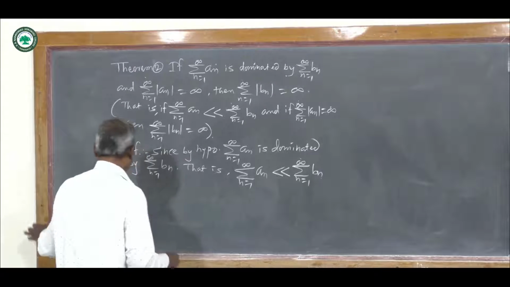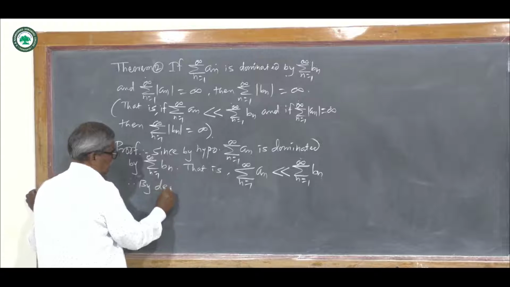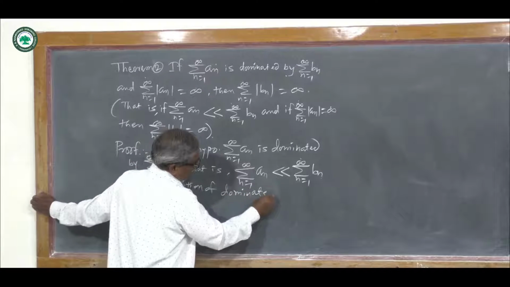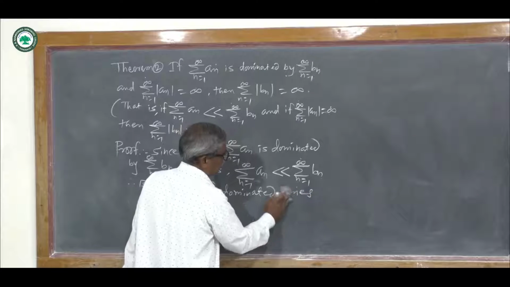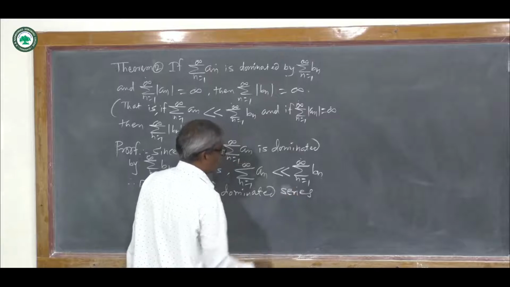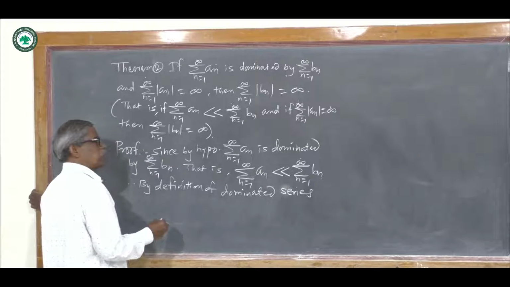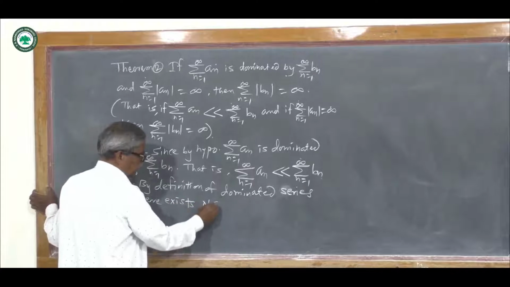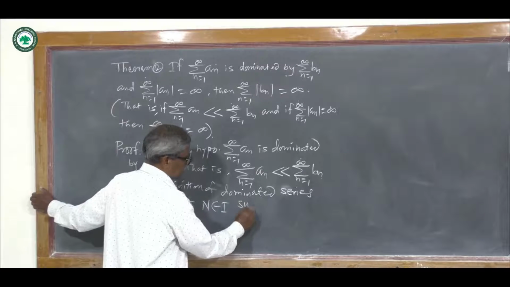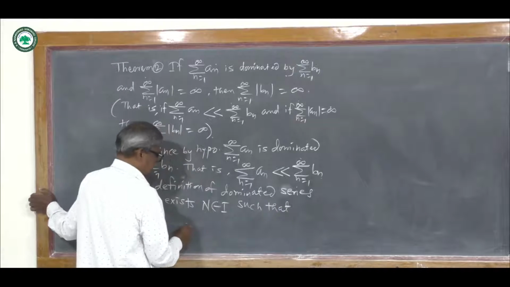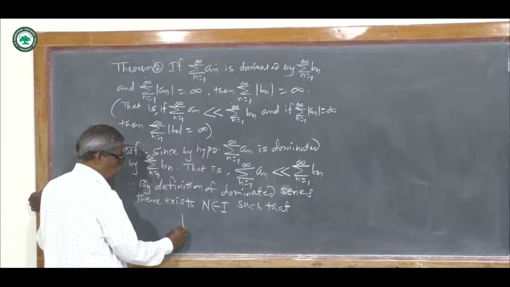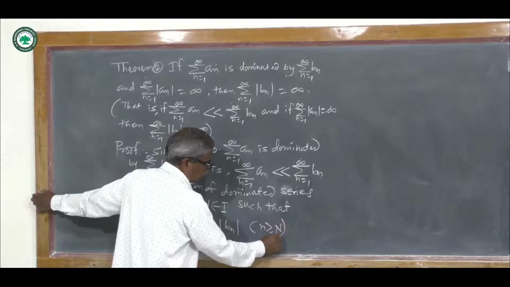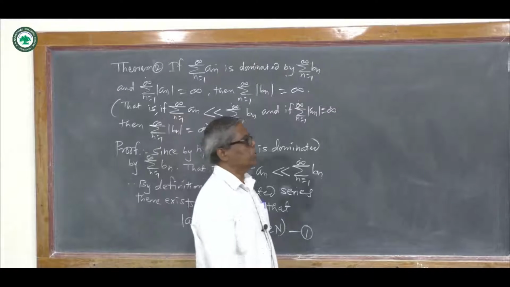By definition of dominated series, there exists a positive integer capital N, n belongs to I, such that mod an is less than or equal to mod of bn for all small n greater than or equal to capital N.